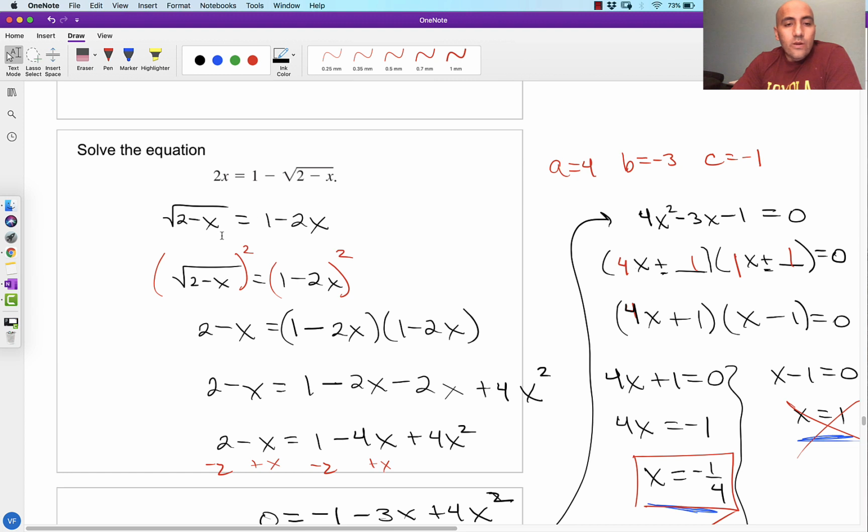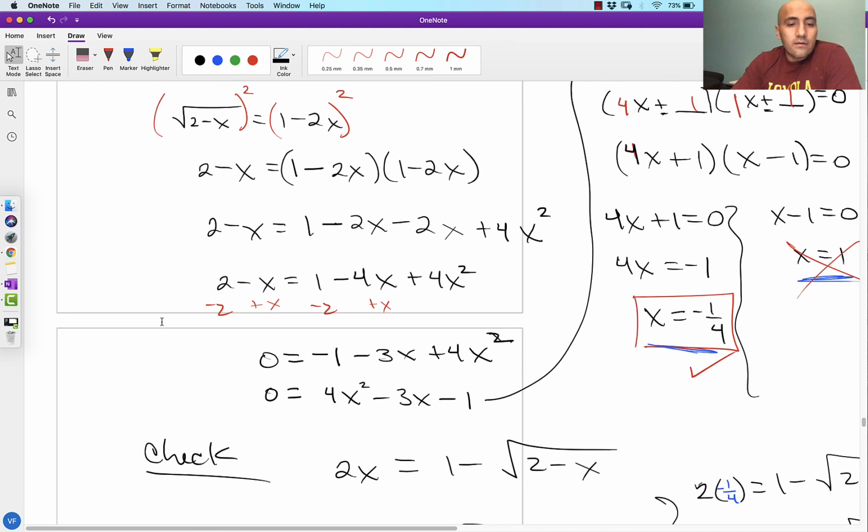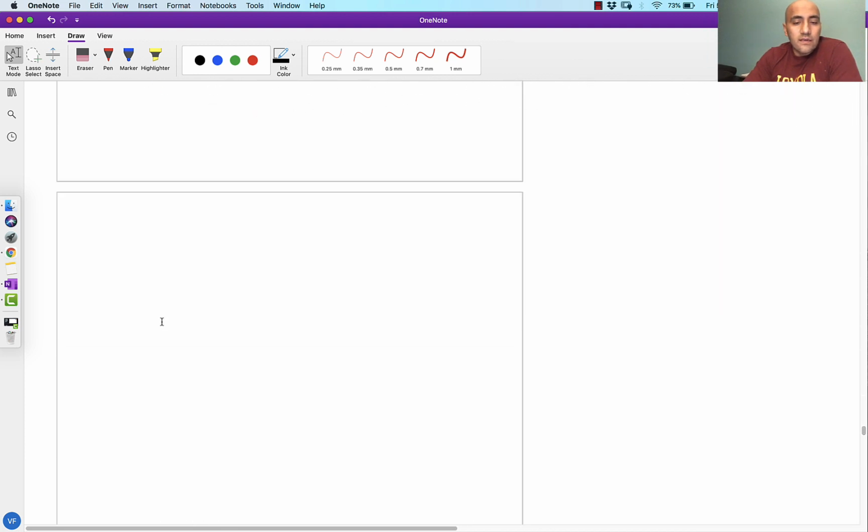Remember that when we square both sides, we run the danger of potentially making something that isn't true become true by the fact that we square both sides. So if at this stage, maybe this is equal to negative 5 and this is equal to positive 5, I square both sides, then I get 25 equals 25. I'll get a true statement after that. Okay, so that's why you have to check your solutions to confirm that they work out.